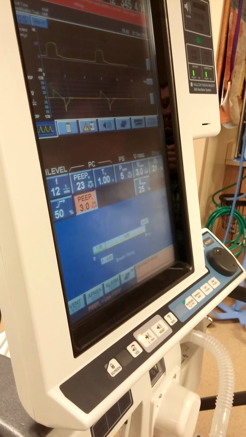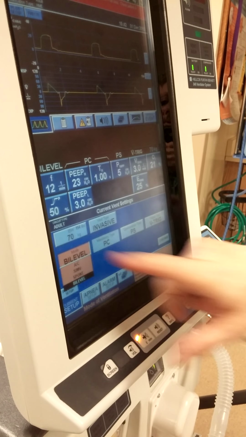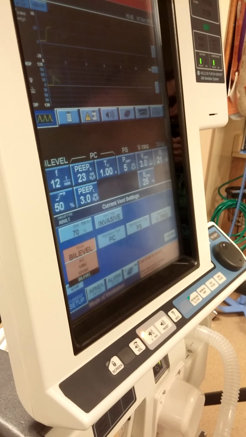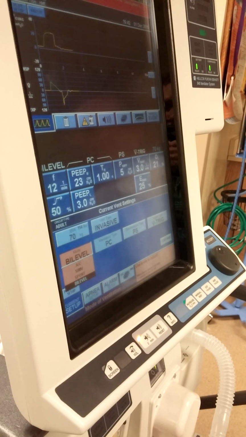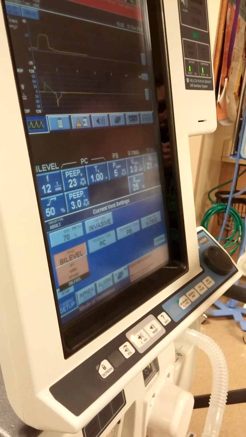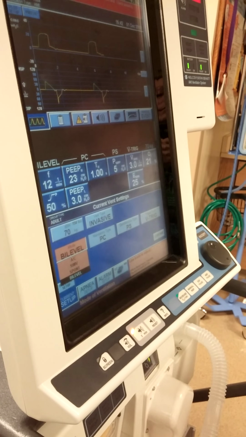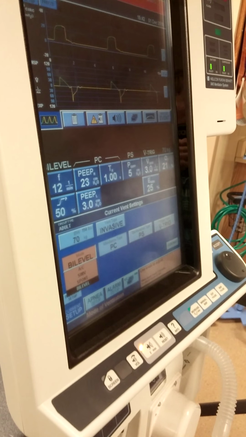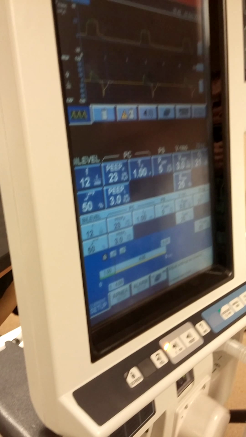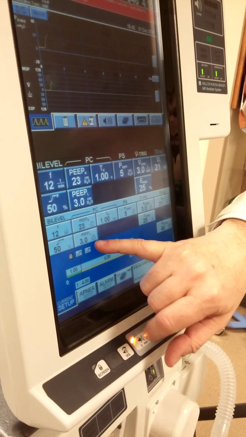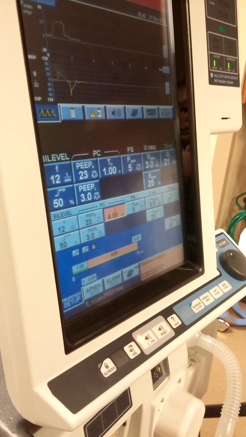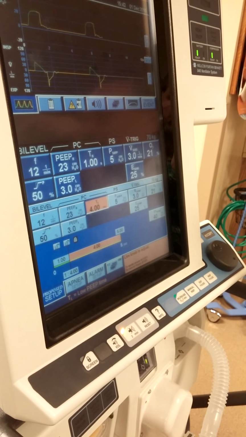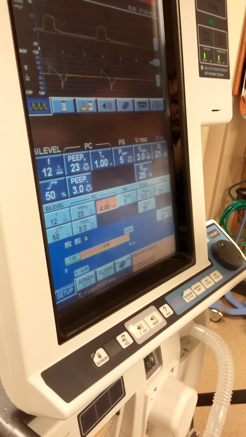There is no APRV mode, if you look. APRV is just a way to apply bilevel by having an extended time at the high and a very limited time at the low. So what we do here in APRV is we lock time low, because I always want to have that release time fixed.